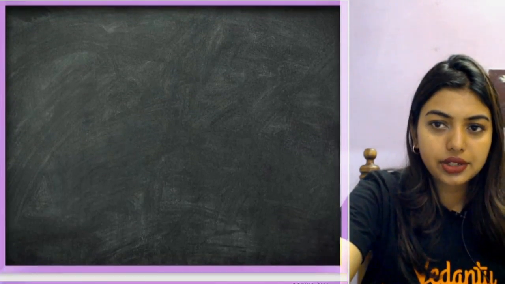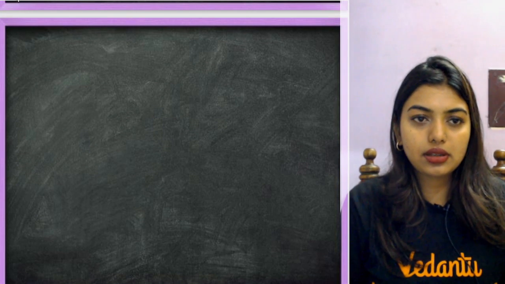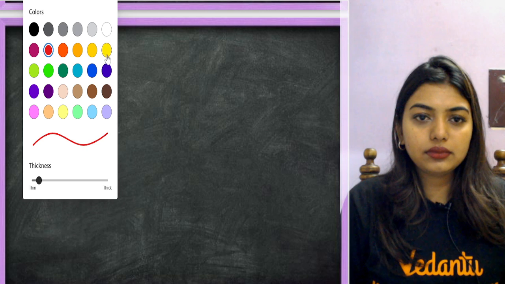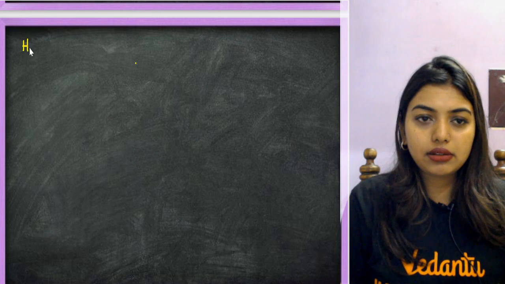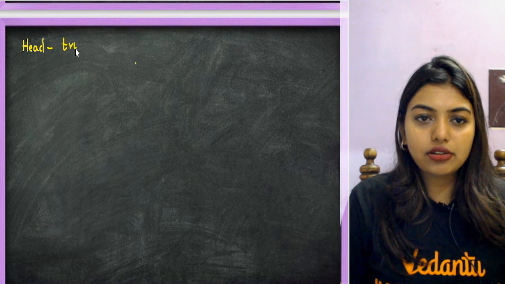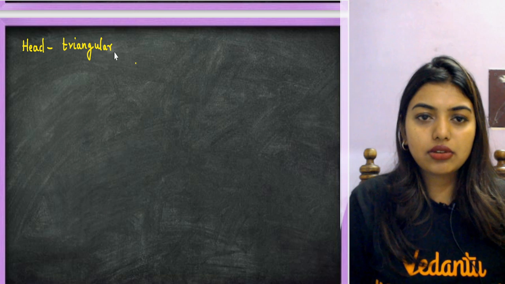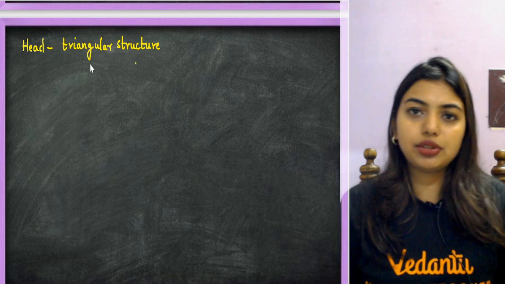Okay, let's write here what we learned. We learned a lot of things. Now, students, we first talk about the head. Head is a triangular structure, most important.